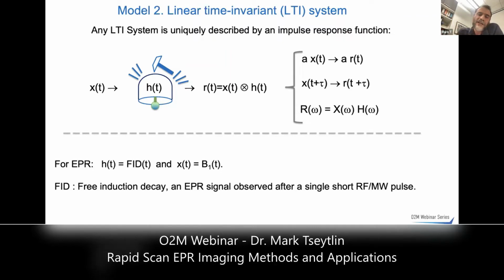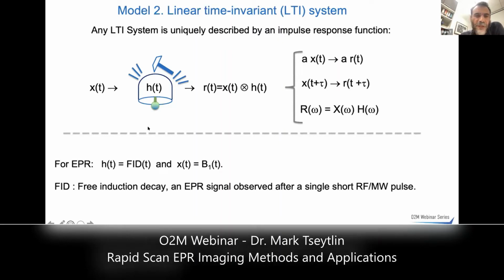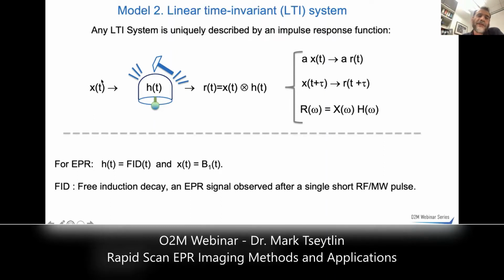When it comes to EPR, it's pretty much obvious that any linear system is uniquely described by its impulse response function. Essentially, if you have a system and you apply a very short impulse, then the output would be this impulse response function. And it's obvious for EPR that it will be the FID. So if you apply an extremely short pulse, the output will be the FID. But then you have an arbitrary input x of t in this slide.